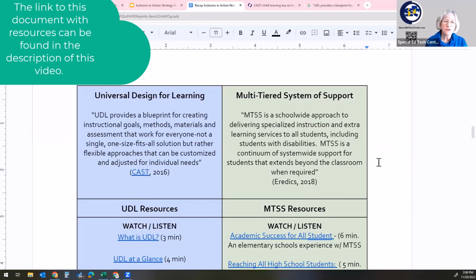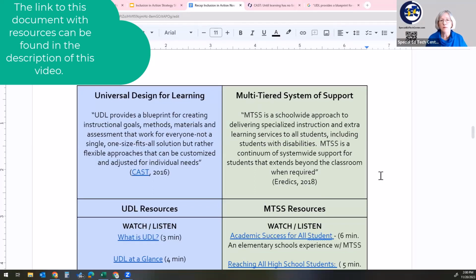Here are some resources from CAST: UDL provides a blueprint for creating instructional goals, methods, materials, and assessments that work for everyone. Not a single one-size-fits-all solution, but rather flexible approaches that can be customized and adjusted for individual needs. On the other hand, multi-tiered systems of support is a school-wide approach to delivering specialized instruction and extra learning services to all students, including students with disabilities.